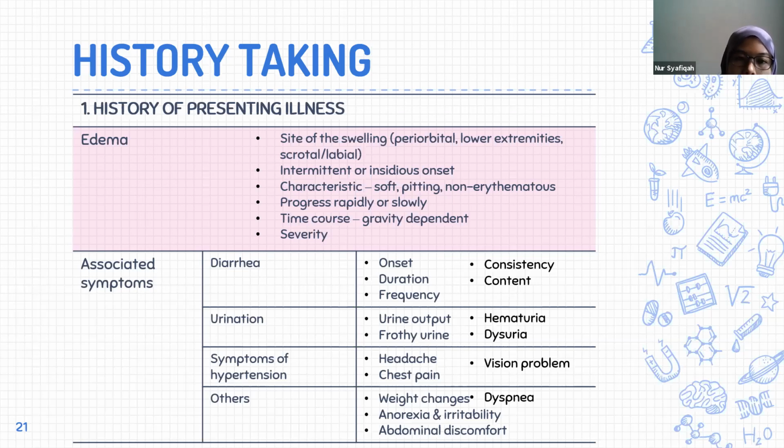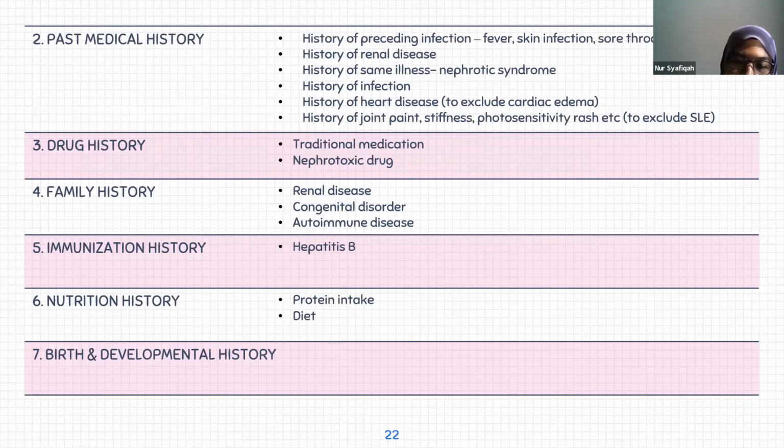The next few histories that I will mention are just to identify the possible causes of nephrotic syndrome or to assess the risk factors. The first one, we look at the past medical history, where we ask if the swelling is preceded by infection, because in MCNS, the edema is preceded by infection. So we can ask if there is any presence of fever, skin infection, or sore throat, and sick contact prior to the edema.